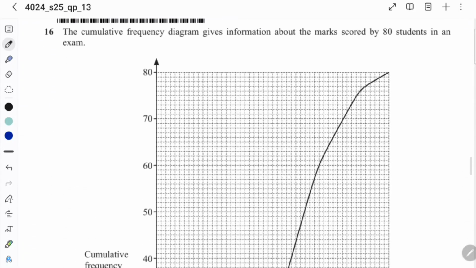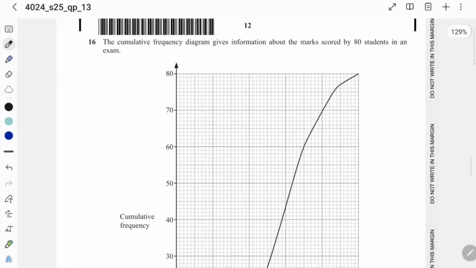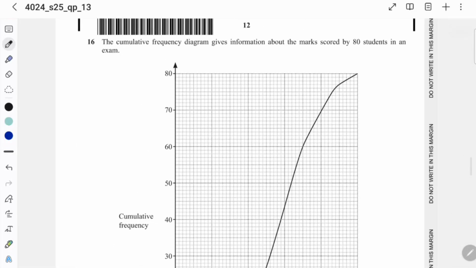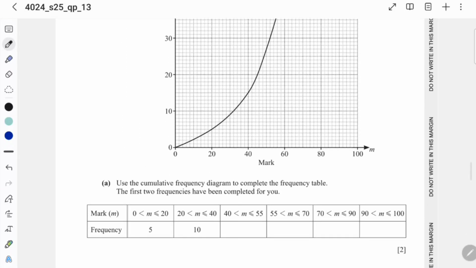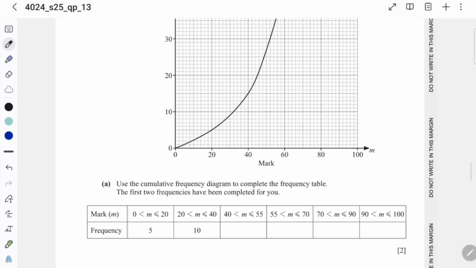Go to the next question now. Question number 16. In question number 16, the cumulative frequency diagram gives the information about the marks scored by 80 students in an exam. Okay, now the cumulative frequency is already drawn. Let's see what they are asking. Use the cumulative frequency diagram to complete the frequency table.